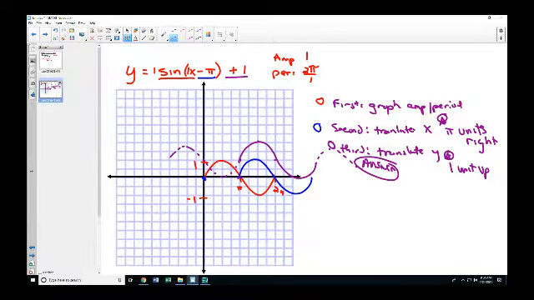No different than parent functions, you already know, just there's a little bit more going on with sine functions.